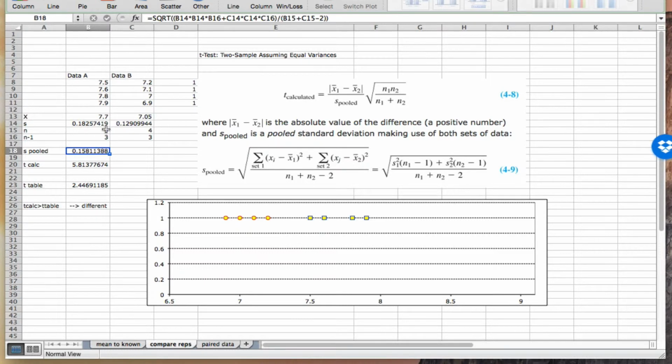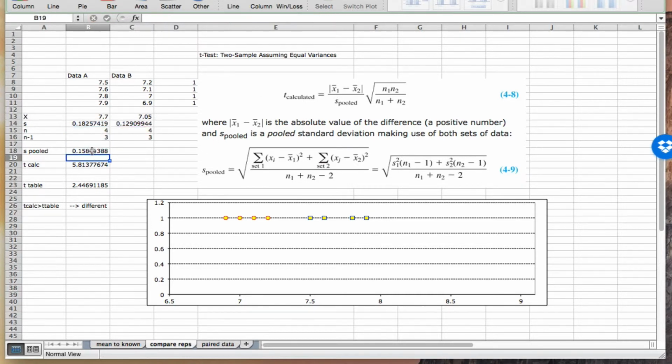And here is my S pooled. S pooled is right here, and it is the square root of the variance of data set 1, so it's the standard deviation squared, times B16, which is n minus 1. So that's this right here. It is the standard deviation squared of data set 2 times n2 minus 1, and the whole thing divided by n1 plus n2 minus 2.